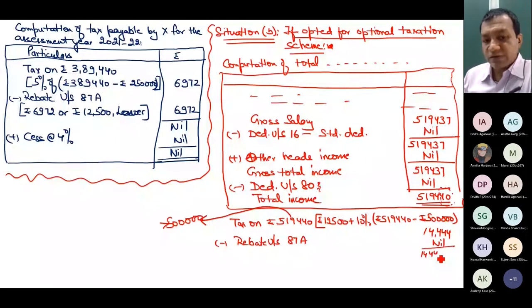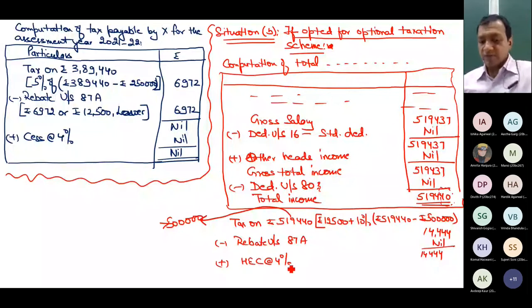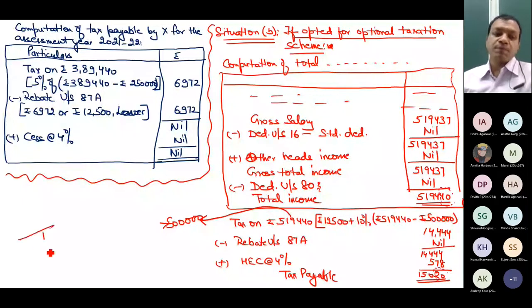Add health and education cess at the rate of 4%, 578. So that will be 15,020. That also needs to be rounded off to the nearest multiple of 10. This last digit must be rounded off. That's it. I hope the point is clear.